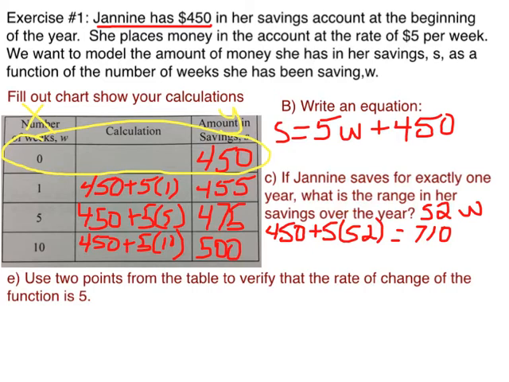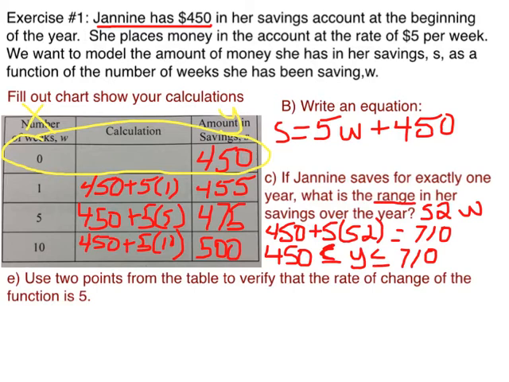Now it talks to me about range. What is the range? So where do I start? I start at $450 less than or equal to y less than or equal to 710 at 52 weeks. So that's my range.